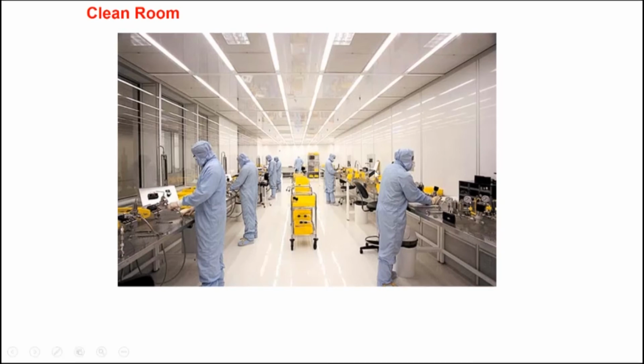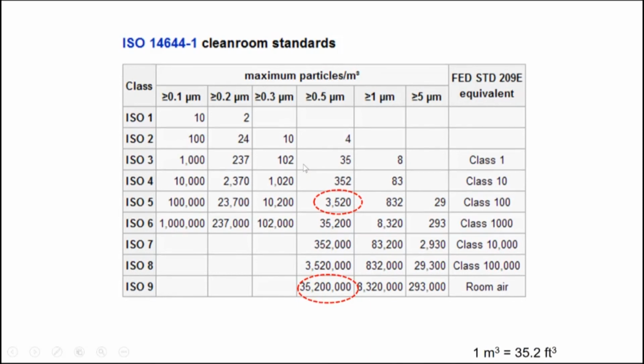And if you're wondering how clean this particular room is, let me give you this data here. The cleanliness of a room may be measured in terms of how many particles of a particular size there are per meter cube. So let's focus on this column here. This column says particles of size greater than 0.5 micron in 1 meter cube. 1 meter cube is 35.2 feet cube here, okay? So 1 meter by 1 meter by 1 meter here, right?